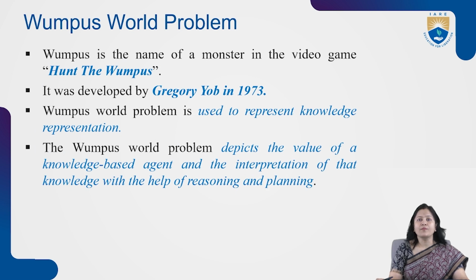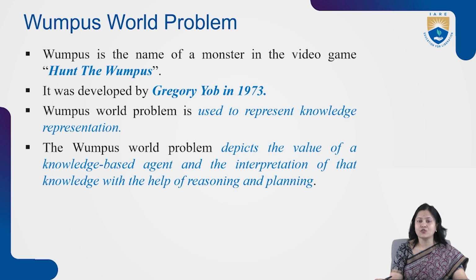The Wumpus is the name of the monster in the video game Hunt the Wumpus. This is a classical example to understand the knowledge-based agent, the agent which has the knowledge of how to explore the environment. That is what we will discuss here with the help of this Wumpus World problem. The name came from the video game Hunt the Wumpus, developed by Gregory Yob in 1973.